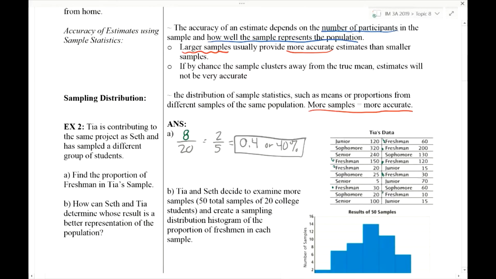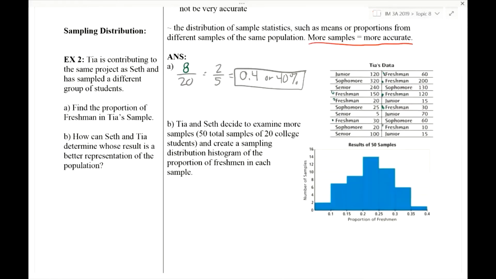So B is asking, how can Seth and Tia determine whose result is a better representation of the population? Ultimately, we're giving you the answer here because this is a new concept. So Tia and Seth decide to examine more samples, 50 total samples of 20 college students. They take their 2 samples and do 48 more, so now they have 50 samples, all the same setup where they're talking to 20 students.